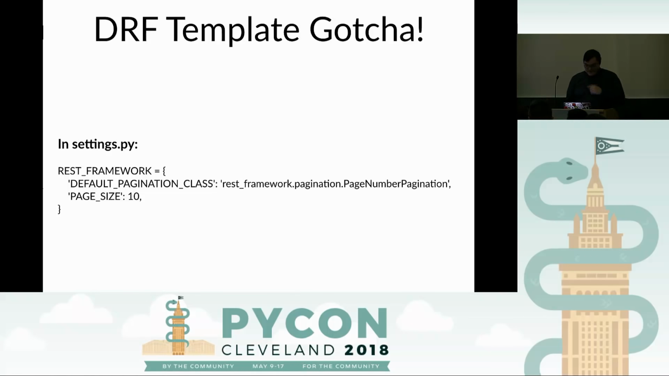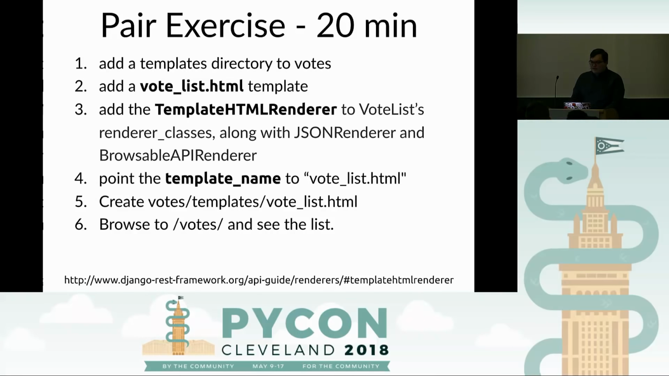Cool. Then the next pair exercise is to take what we've learned, and I will update this with the example code that I showed, so people are familiar with it. What we're going to do here, we're going to add a templates directory to our votes directory. We're going to add a vote list.html template to that templates directory. We're going to add a template HTML renderer to vote list's renderer classes, along with JSON renderer and browsable API renderer. We're going to point the template name of vote list to vote list.html.